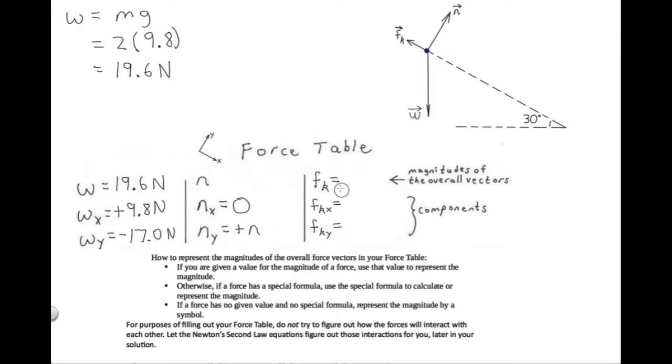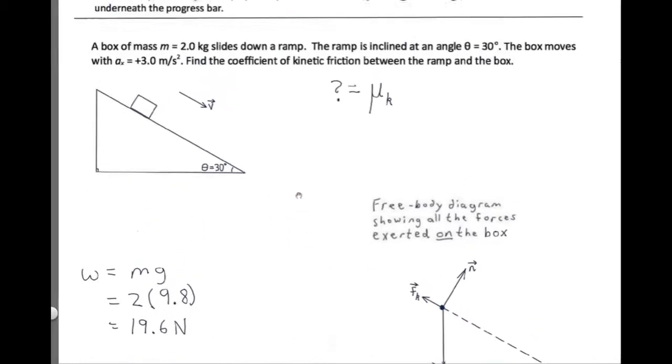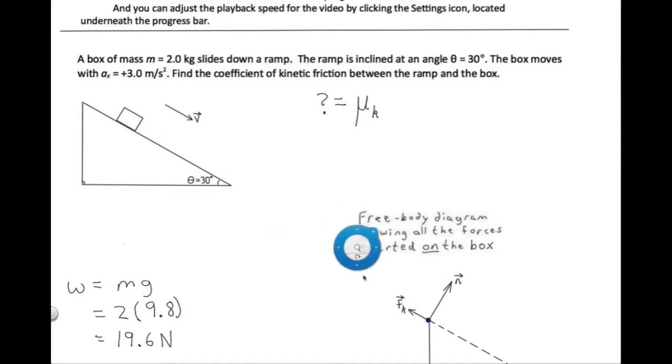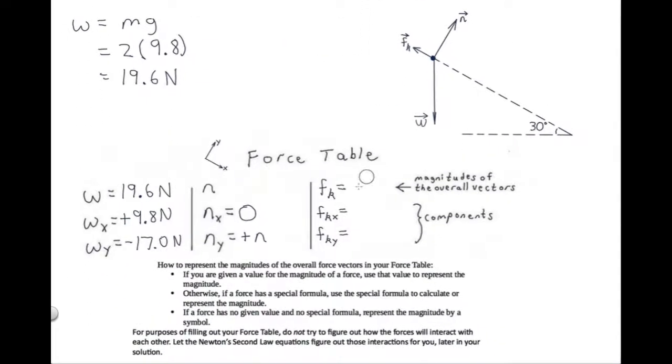Now we're ready to work on the frictional force in our force table. We'll use this method. Were we given a value for the magnitude of the frictional force? No, we were not. So we ask this question: is there a special formula for the magnitude of the kinetic friction? Yes, there is. Here's that special formula: F sub k equals mu sub k times little n.